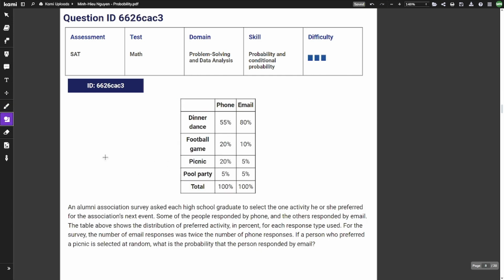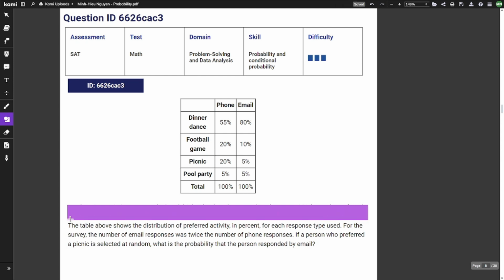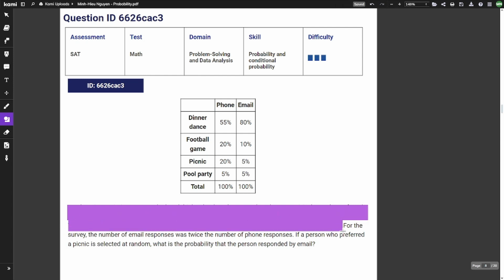Question number 8. I'm gonna get rid of this. And then the table above shows, I can get rid of that. And I'm gonna stop right here. For the survey, the number of email responses was twice the number of phone responses. If a person who preferred a picnic is selected at random, what is the probability that the person responded by email? Now this time there are going to be 3 important things that we need to know.